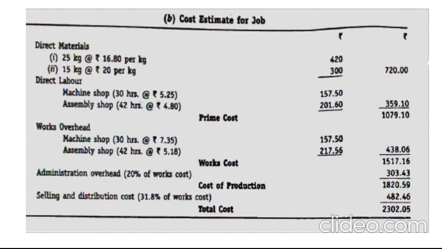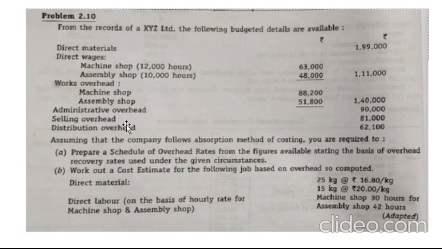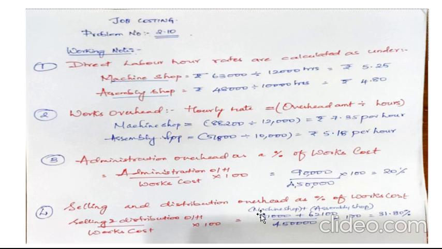So your selling and distribution overhead formula also will be the same. Selling and distribution divided by works cost into 100. So selling and distribution overhead with your previous year's data or the budgeted data is 81,000 and 62,100. So the working note is selling and distribution overhead as a percentage of works cost. Two shops are there. You will add both the expenses: machine shop plus assembly shop divided by works cost into 100.